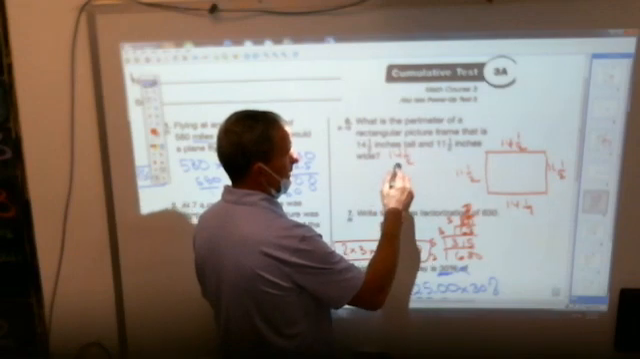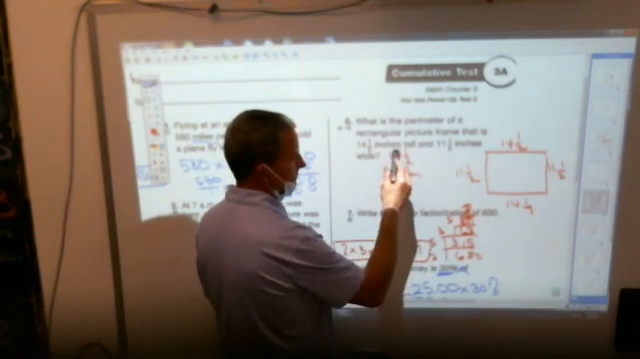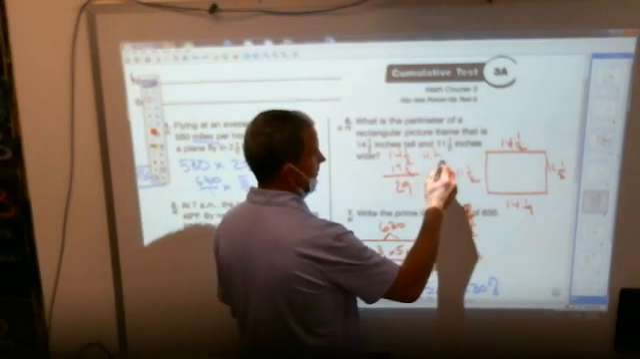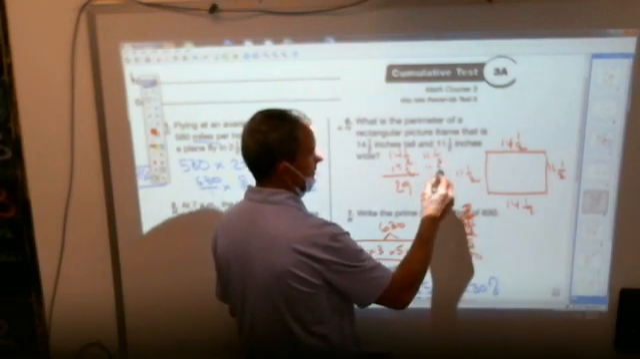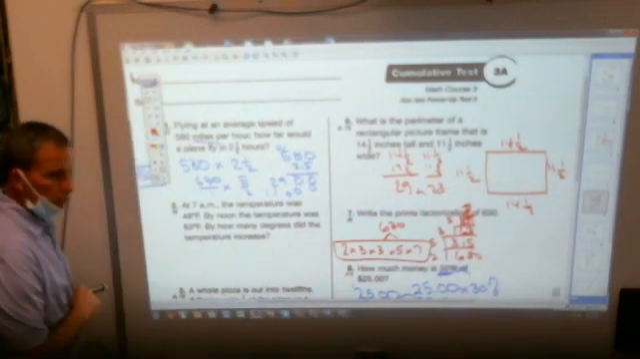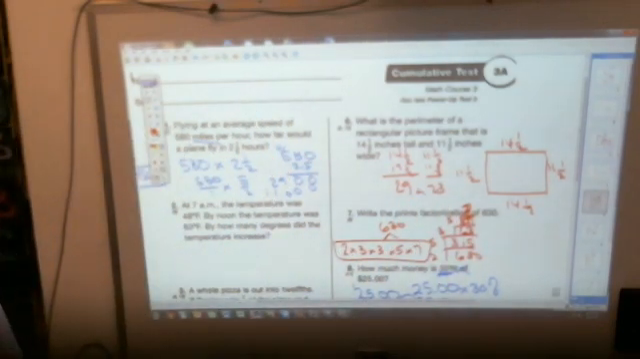What is 14.5 plus 14.5? It's 28 plus 1, 29. What's 11.5 plus 11.5? That'd be 23, and then if you add those together, I believe you get 52. Oh, I only added 2 of them. Yeah, but you're going all the way around. Your perimeter is going to be a little short.